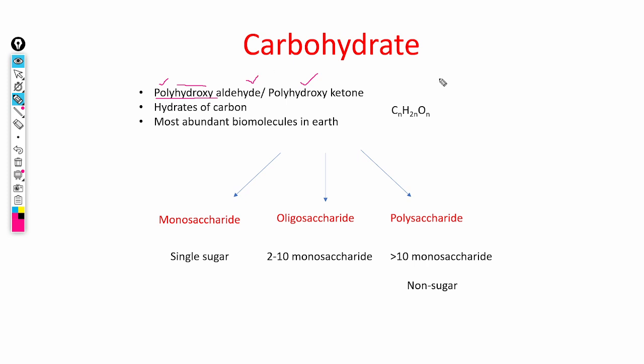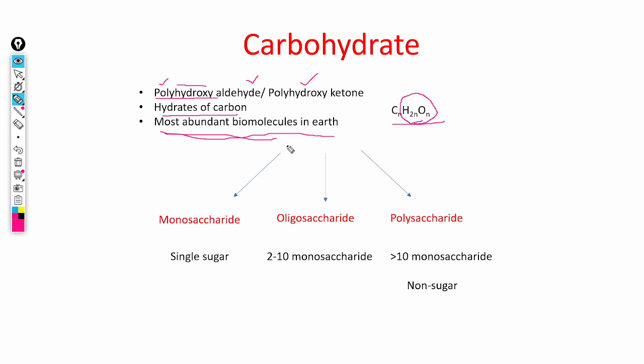And again, the carbohydrate is also called the hydrates of carbon. Hydrates means the formula of the carbohydrate is CnH2nOn. Look at this ratio, H2nOn. This exists in the same ratio as in water. That's why it's called the hydrates of carbon. The carbohydrate is the most abundant biomolecule on earth. Among protein, nucleic acid, lipid, in any biomolecules, carbohydrate is the most abundant biomolecule on earth.